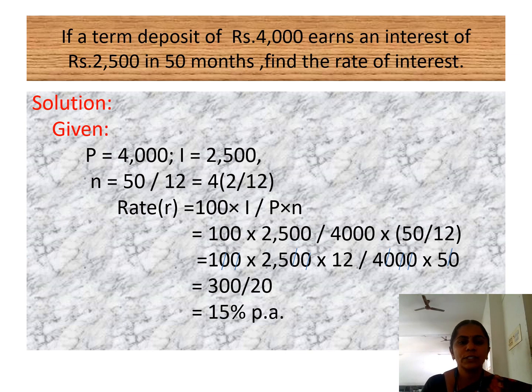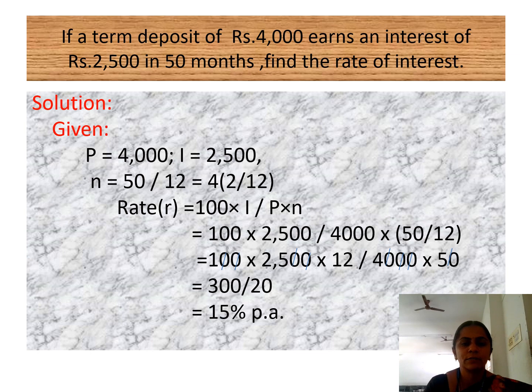So here you note that the time is given in months, so you have to convert it into years. For that you have to divide the months by 12. So 50 divided by 12, we get 4 and 2 by 12. So here we have to find out the rate of interest.